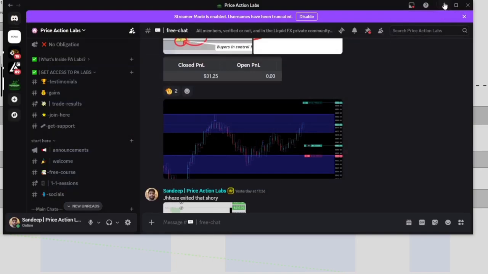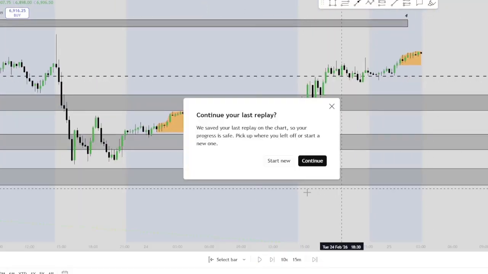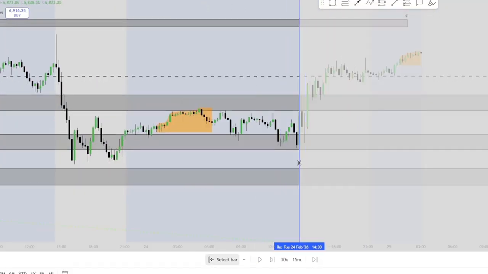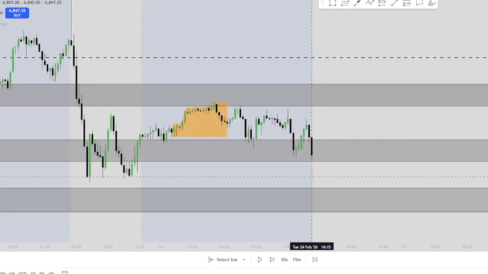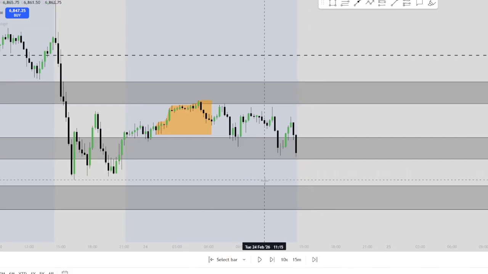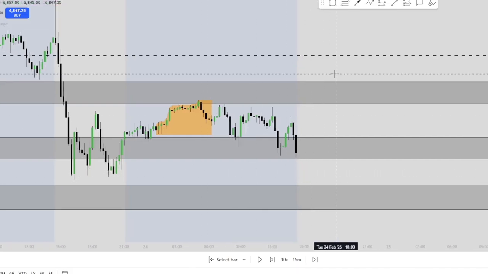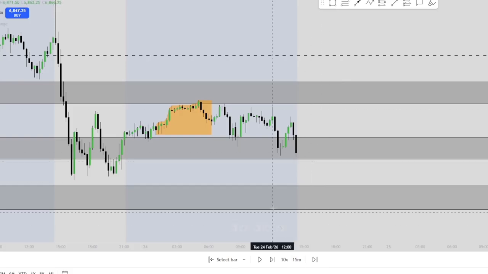Now, before we do that, let's just do a bar replay and let's understand the market. All right, so this is the market now. Here is the market at 9:15 on the 15-minute time frame, ES futures, or S&P 500 futures on the 15-minute time frame. This is what my charts look like, right?